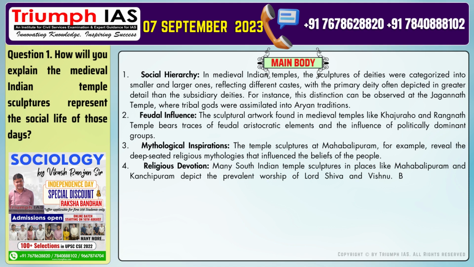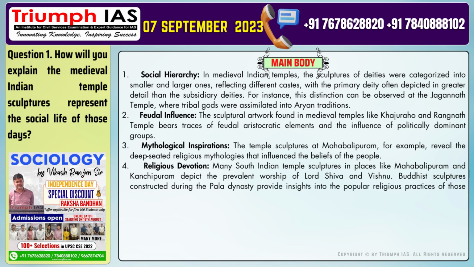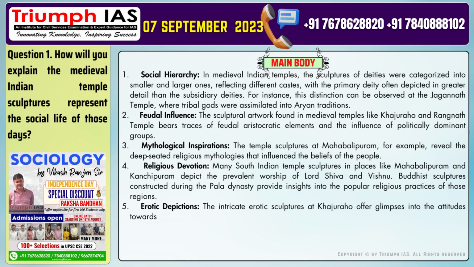Number 5. Erotic depictions. The intricate erotic sculptures at Khajuraho offer glimpses into the attitudes towards sexual desires during that era, as well as the types of ornaments worn by people. Number 6. Nature worship. The Ramappa temple in Telangana features over 500 elephants sculpted in a unique style, showcasing the practice of nature worship.